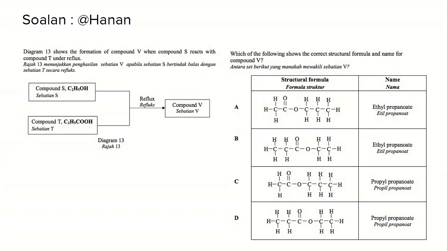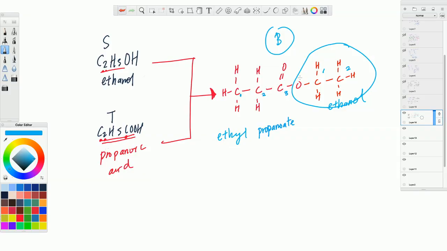A and B, and your answer is B. Okay, because B is the one that looks like this. Because the one with the COO is the 3rd carbon, 1, 2, 3. So it has to be COO, this part here. The one with the double bond, this part comes from the acid. So your propanoic acid is the one with 3 carbons here.